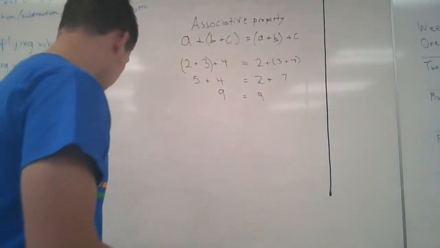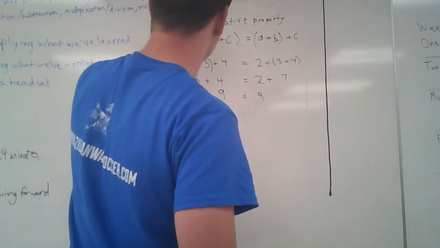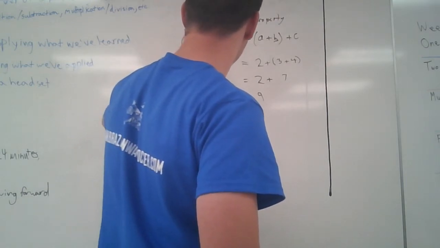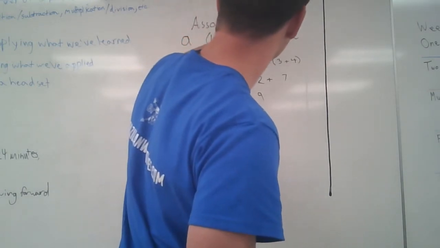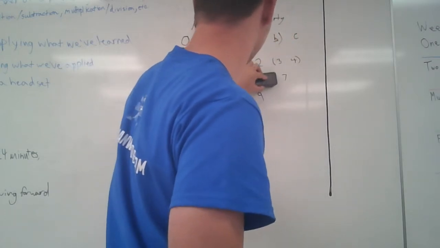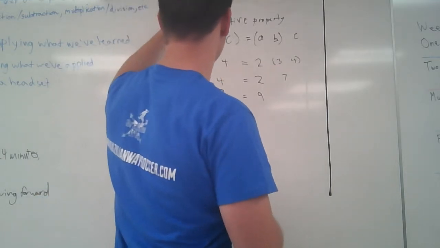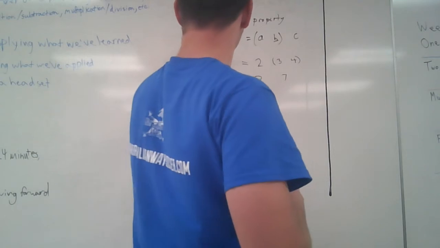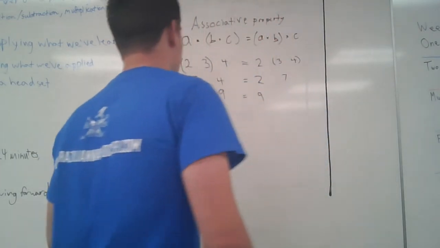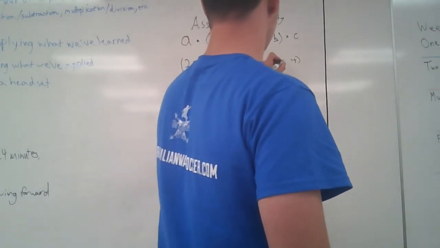So, moving past that, it works the same way if you have multiplication instead of addition. I'm going to go ahead and replace some of these with multiplication signs to make it a little handier for you. A times B times C is the same as A times (B times C). Meaning (2 × 3) × 4 is the same as 2 × (3 × 4).